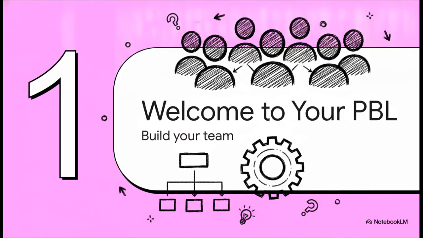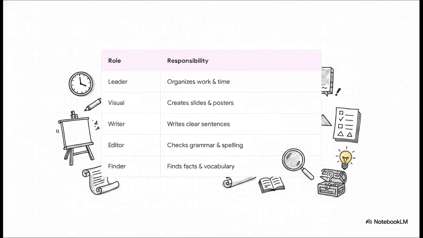All right, step one, welcome to your PBL project. Before you can solve a problem, you need a solid team to tackle it. You're going to be working in groups of 5, and every single person has a super specific, vital role. The leader, they organize the time and keep everyone entirely focused. The visual contributor is the one designing those beautiful slides and posters. The writer actually turns the group's chaotic brainstorming into clear English sentences. Then you have the editor, who is basically your quality control for grammar and spelling. And finally, the finder. They dig up the crucial facts and vocabulary.